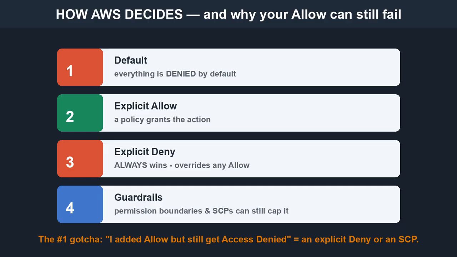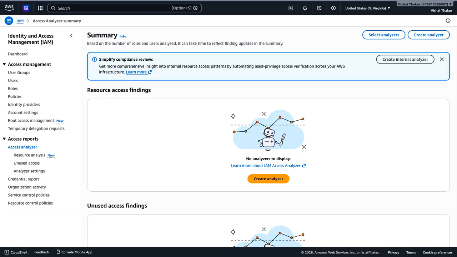Here's the gap that breaks beginners: how AWS actually decides. The problem you'll hit: I added an allow, but I still get access denied. The rules in order: everything is denied by default, and explicit allow grants access. But an explicit deny always wins and overrides any allow, and guardrails like permission boundaries or organization policies can cap it even further. So when access is mysteriously blocked, look for an explicit deny or an account-wide policy, not a missing allow.